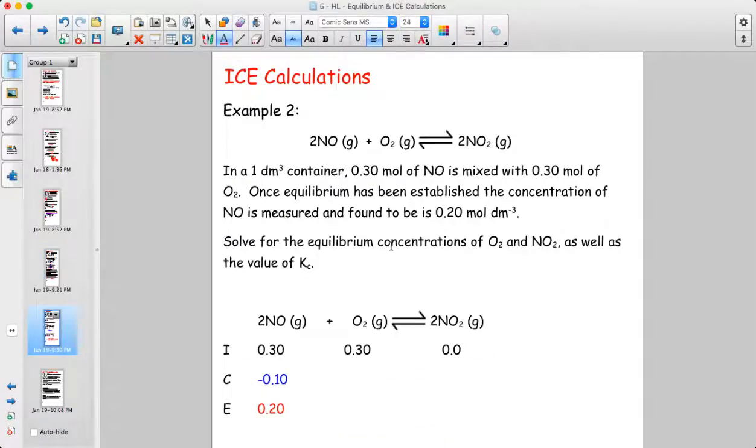Let's try one more example with some different mole ratios. So a 1 liter container, you're given the moles of both reactants. You're usually led to assume that there is no NO2 because it's a product. So unless you're told otherwise, assume that there's zero product at the beginning. And now you're being told to solve for these other equilibrium concentrations and Kc, given that at equilibrium, NO is found to be 0.2 molar.